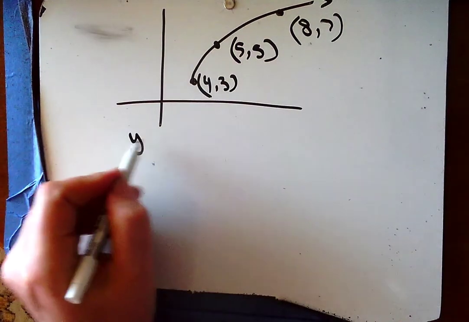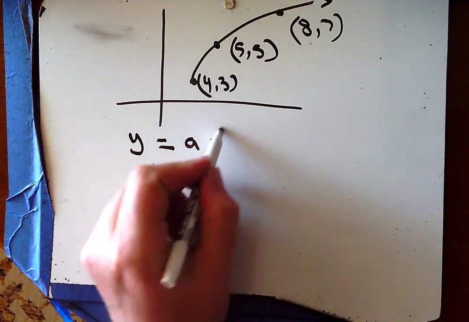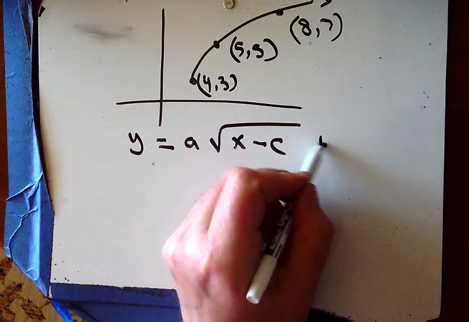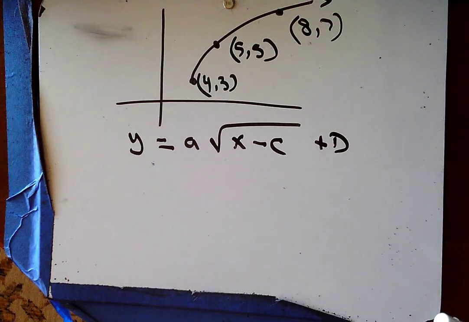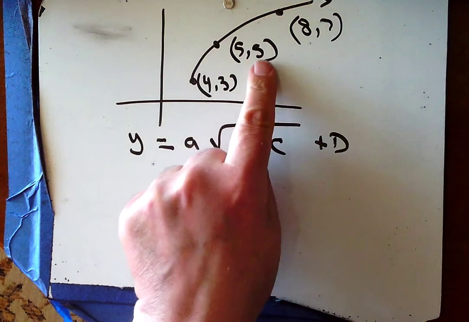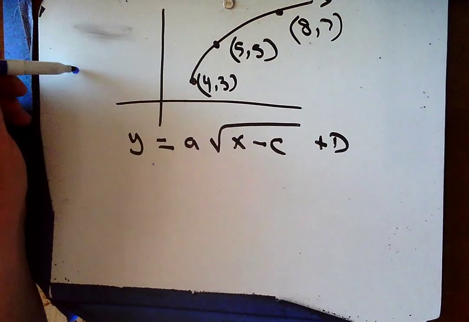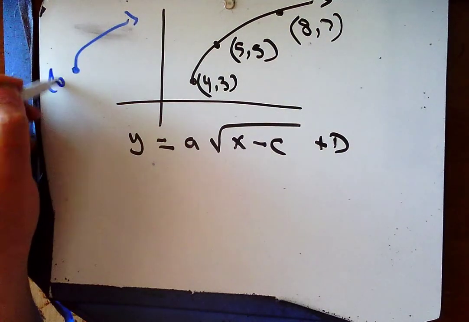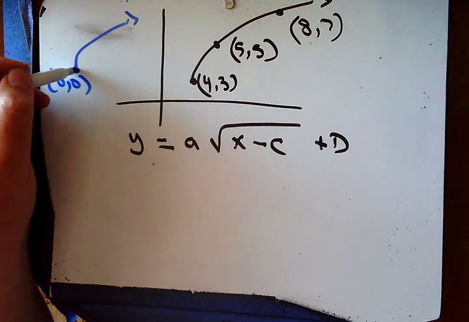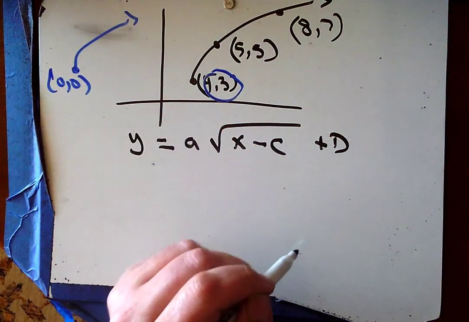So, I know this is part of the square root family. So we're going to start with this. Where's my 0 point? It's not that one. Remember, our reference graph has a 0 point, but it's the end point. This is my 0 point.